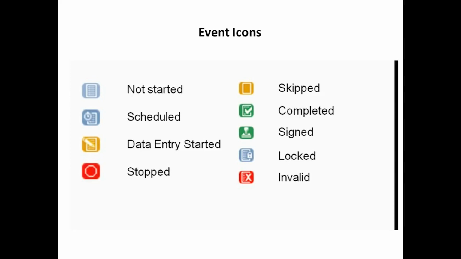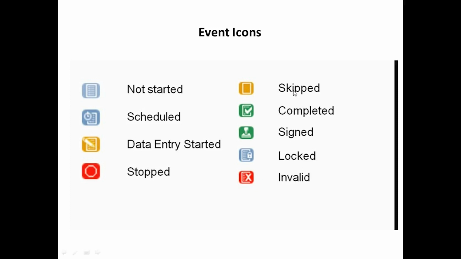Now let's talk about the event icons. Let's start with the first one, which is a pale blue rectangle, which means the event has not been started. The next icon is similar but has a little clock on it, and it means the event has been given a start date. This yellow rectangle with the pencil on it indicates that data entry has started, and we're still in the middle of it. Stopped is a condition that's manually set. It means data entry has started but has been deliberately stopped.